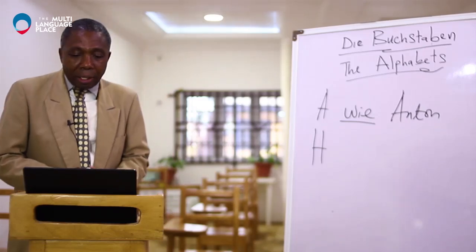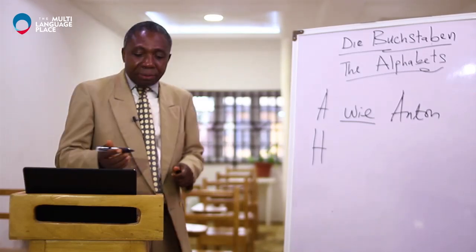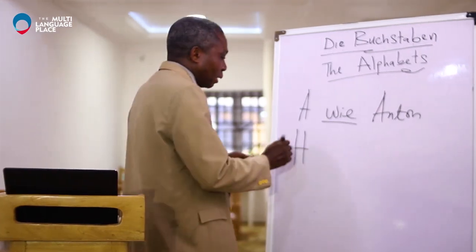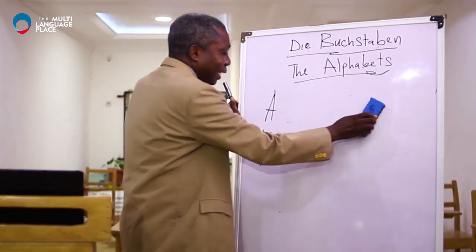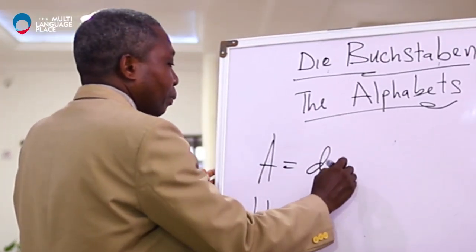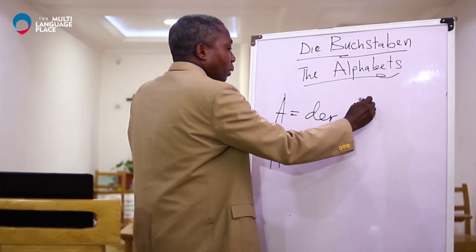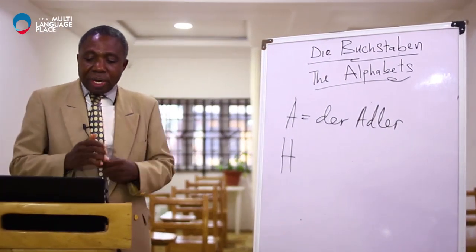For A, just as you see it in your study material, you can see it in Adler, yeah, you can see it there, Adler. For A, we have Der Adler. That's just an example, just to show you a word. The Adler. And see the way it is pronounced.